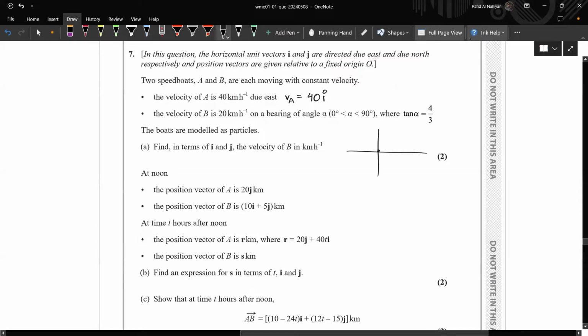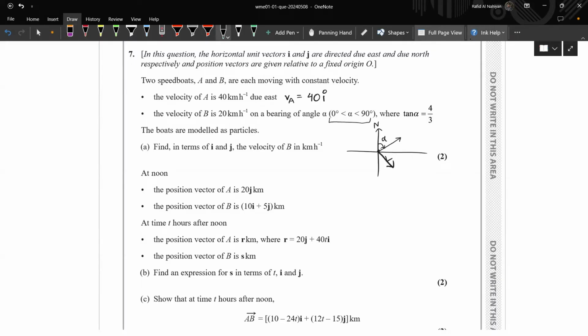So basically what this means is, let's consider this the origin, and the direction of the velocity is on a bearing of angle alpha. So let's say this is angle alpha, and of course it's measured from the northern direction, clockwise. They've mentioned that alpha is between 0 and 90, so alpha has to be an acute angle. So the direction of the velocity cannot be this, because that would mean that alpha is obtuse. Let me just erase that.